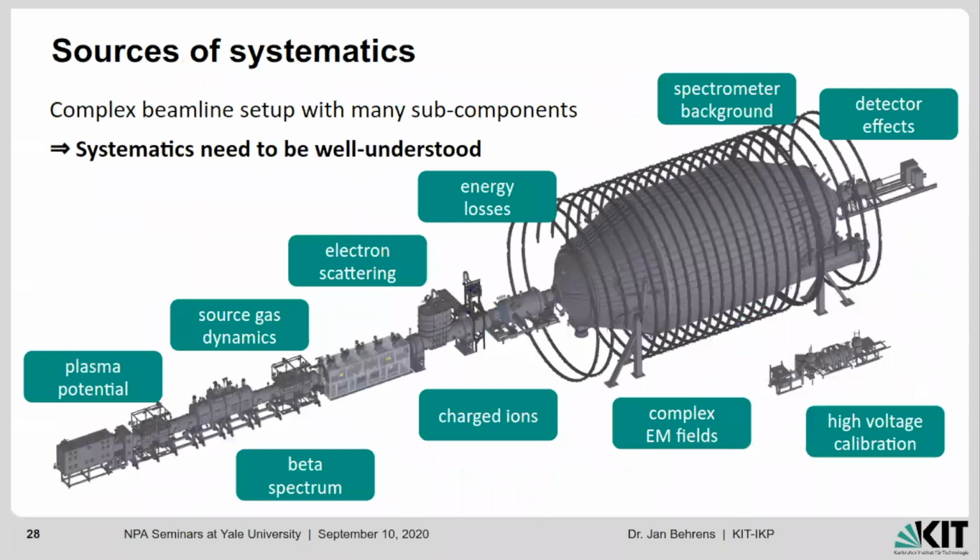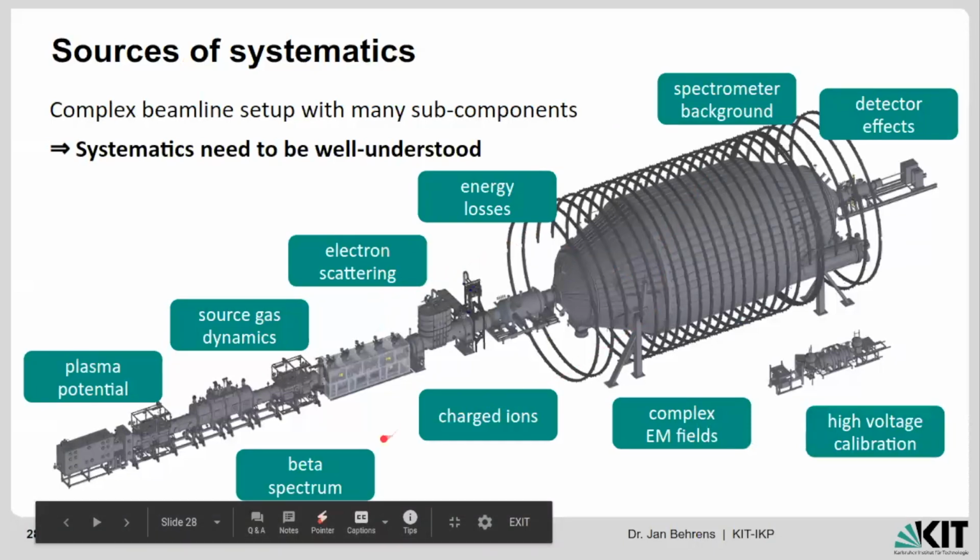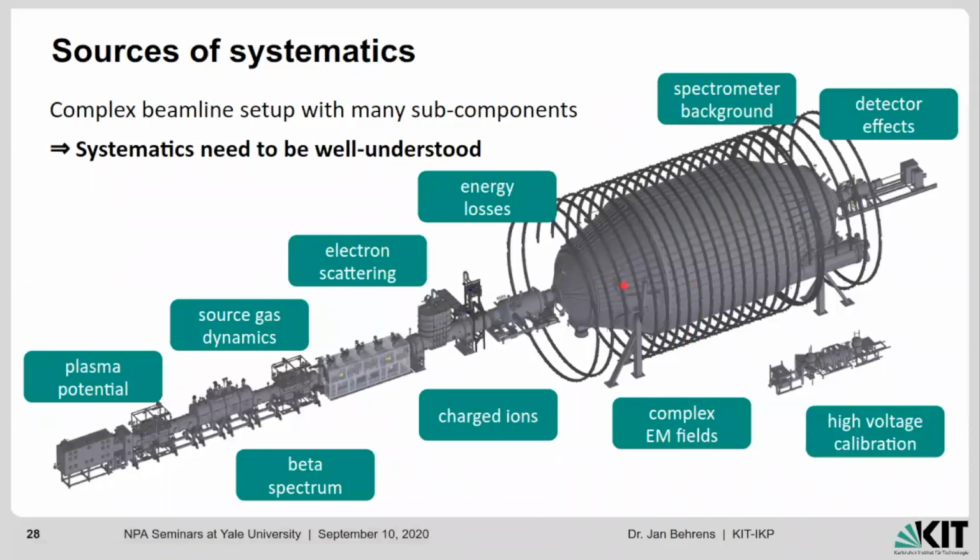Now, a few other systematics. I will only go quickly through this to stay in time for this talk. So a few sources of systematics are highlighted here. For example, gas dynamics in the source, electron scattering in the source, energy losses, ions, contributions from the beta spectrum, electromagnetic fields in the spectrometer. And so these are all things we need to understand well to really perform this fit on the integral spectrum.